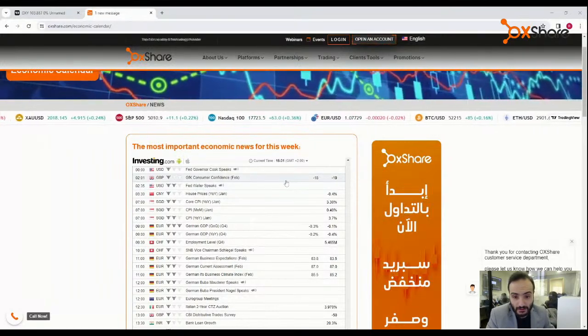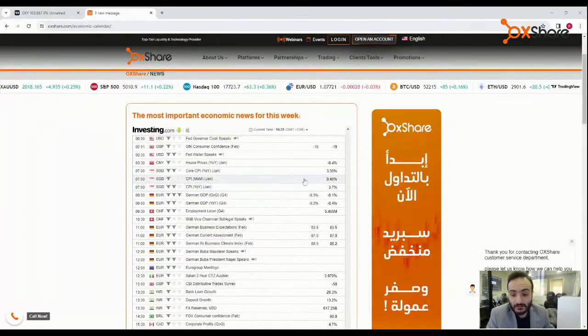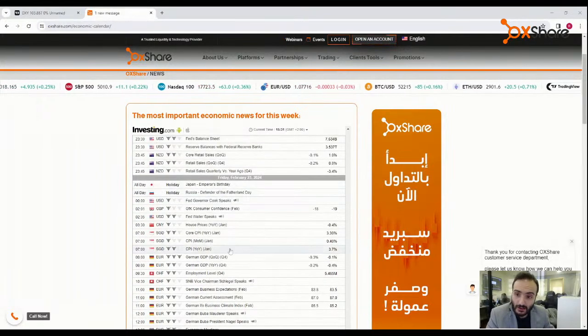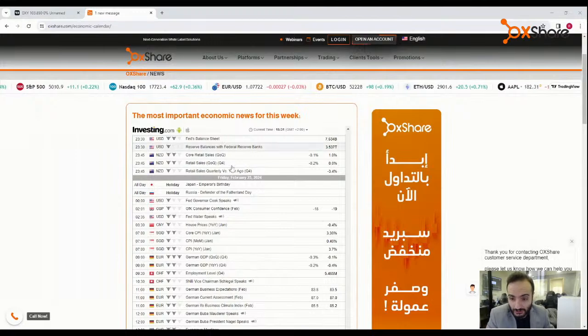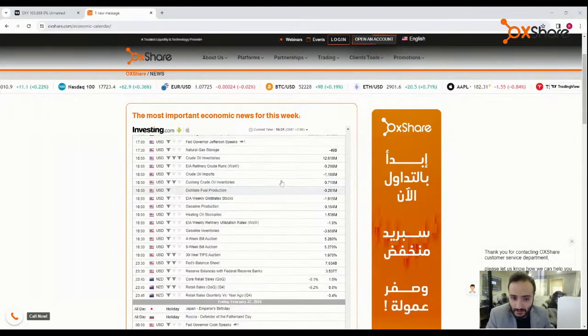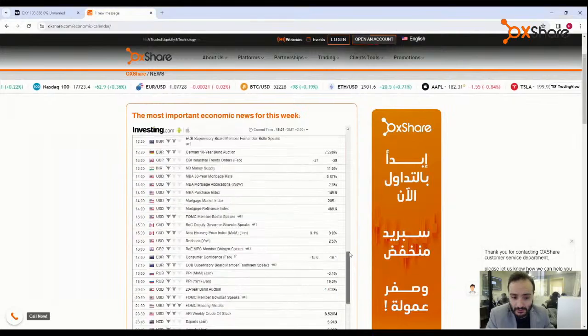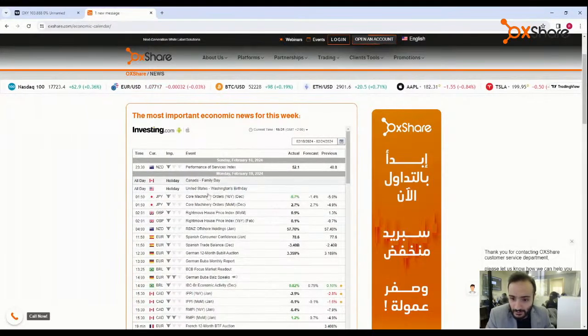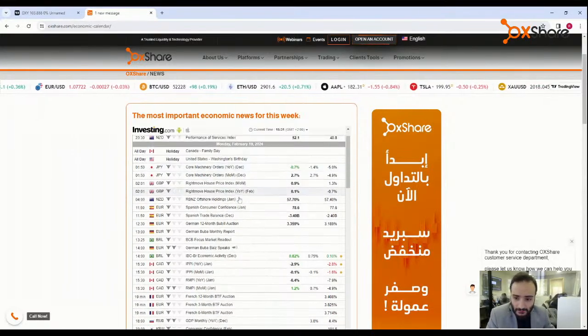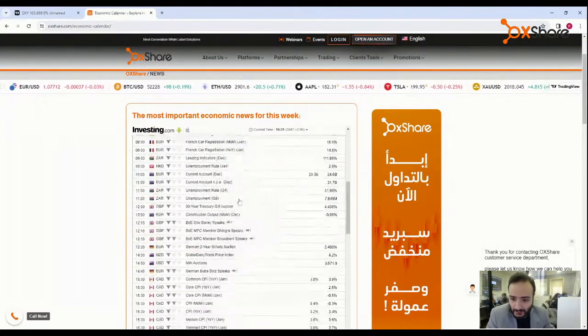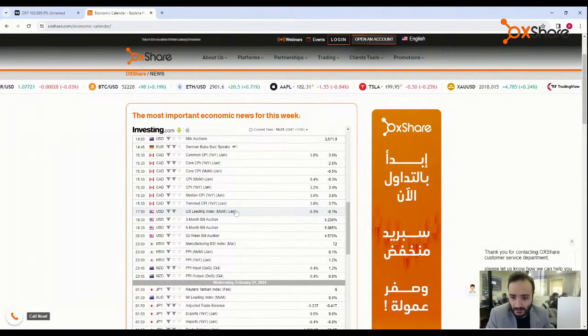First, we're going to scan the economic calendar to see what news we have. This is the economic calendar on our website, as you can see here at Oxshare. Today is a slow day due to the market being closed in Canada and the USA. We have big news coming up this week.